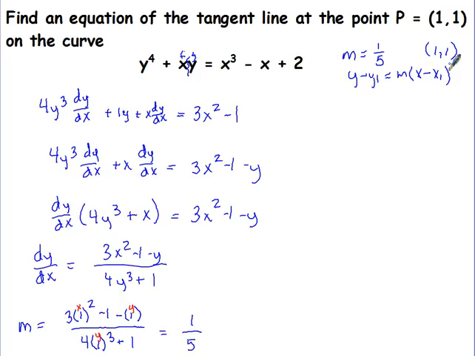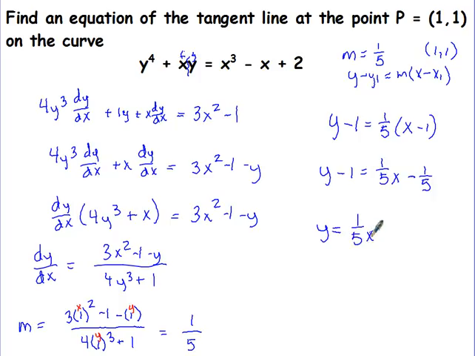So I know my slope, I know my point, I have my formula. So wouldn't this be y minus 1 equals 1/5 times (x minus 1)? Okay, well, give me y equals mx plus b. So y minus 1 equals 1/5 x minus 1/5. Add 1 to both sides, so y is equal to 1/5 x plus 4/5. The question was, find an equation of a tangent line at this point. Well, there it is.